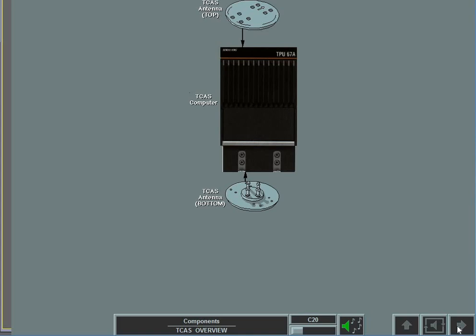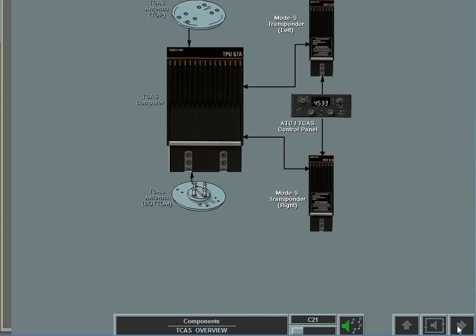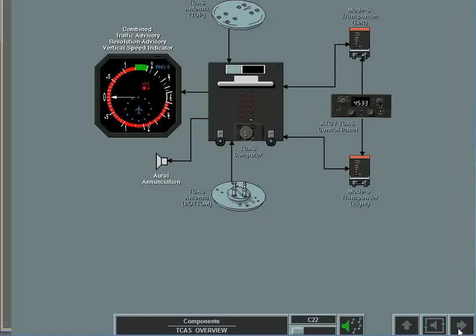These are directional antennas which enable TCAS to determine bearings to other aircraft. The control panel and Mode S transponders are connected to the computer. The computer provides visual indications to the VSIs and oral enunciations.